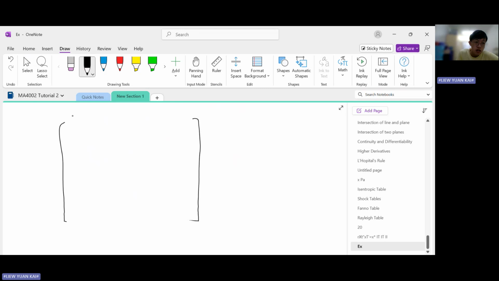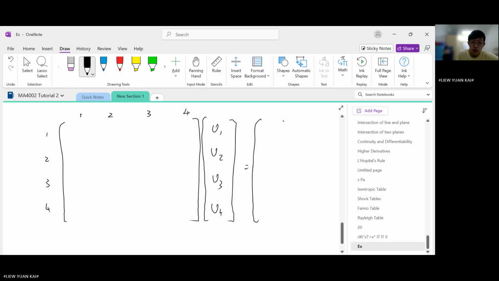On the heading, you write down 1, 2, 3, 4. Likewise with the rows: 1, 2, 3, and 4. Then following the stiffness matrix is the displacement vector: U1, U2, U3, U4. And lastly, we have this vector, which will contain the external loads: F1, F2, F3, F4.